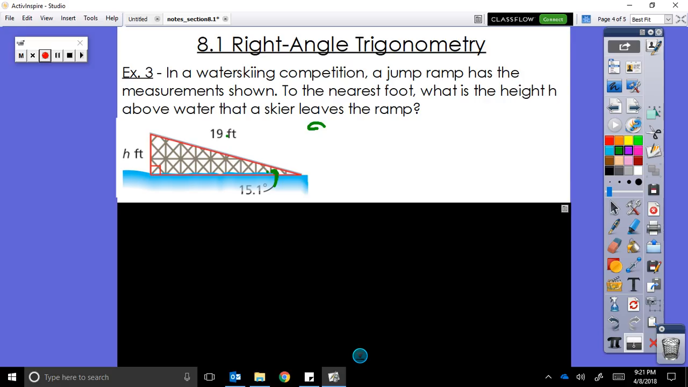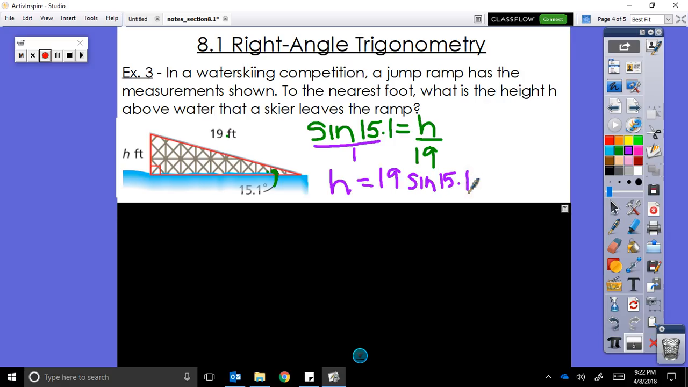That would be sine. Sine, cosine, and tangent are always followed by an angle. So sine 15.1 is equal to the opposite, h, over the hypotenuse, 19. Once you get this problem set up, it's easy from here. We're going to put this sine over 1 and cross multiply. 1 times h is h equals, now go the other direction, 19 sine 15.1.